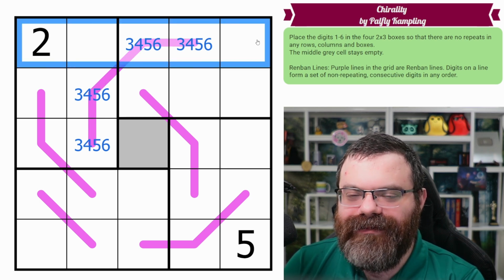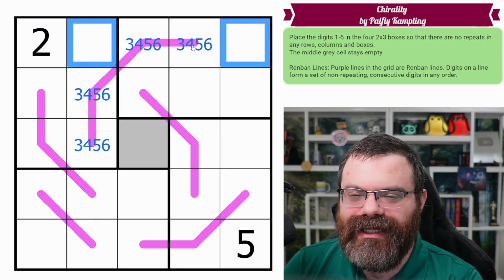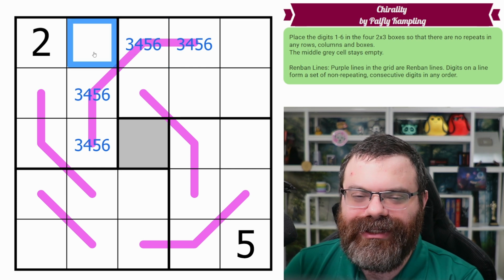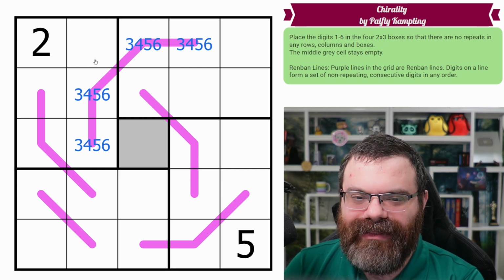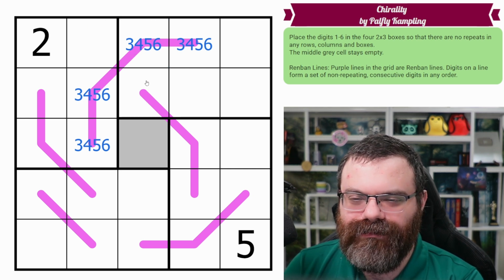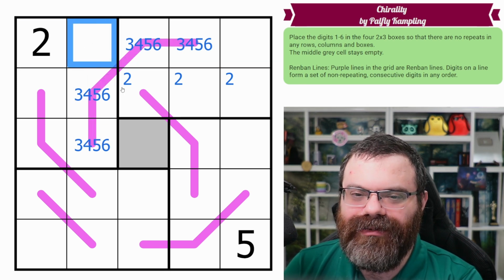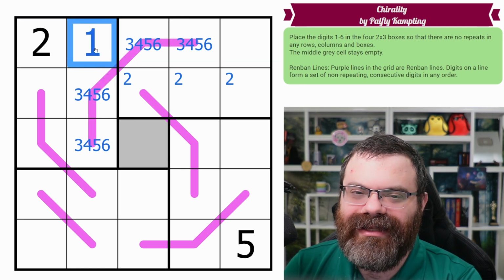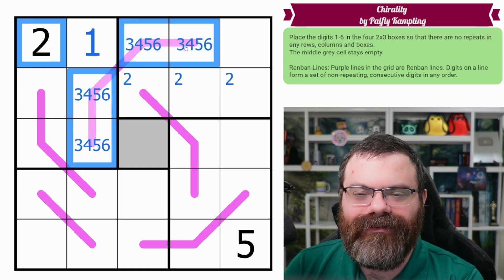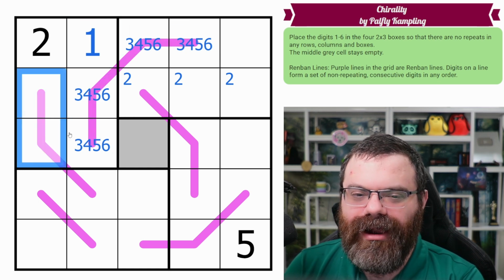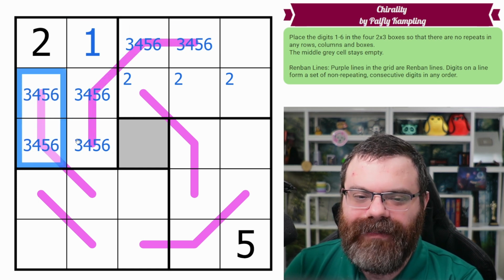Okay, now what we have to be careful about is that the row could be missing a digit, so we need to be careful not to scan that way. Doesn't mean there's a 2 down here somewhere. Well, this cell also sees the entire Ren band. So it sees the 3, 4, 5, 6, and it sees the 2. So this actually is only a 1. It's a naked single 1. It has to be a value, and it's not 2, and it's not 3, 4, 5, 6. So it's a 1. That leaves this to be 3, 4, 5, 6 for the box.